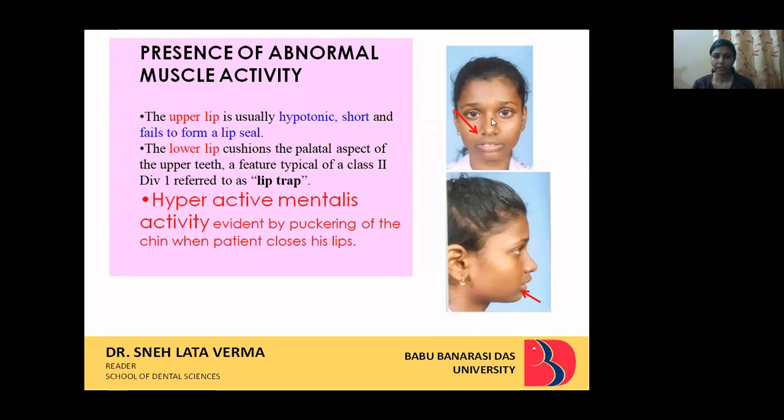Here you can appreciate the upper lip is usually hypotonic, short, and fails to form a lip seal, that is incompetent lips. Whereas the lower lip cushions the palatal aspect of the upper teeth due to increased overjet. This is a typical feature of class 2 division 1, and this condition is referred to as a lip trap. Also, there is a hyperactive mentalis activity, evident by puckering of the chin when the patient closes his lips.